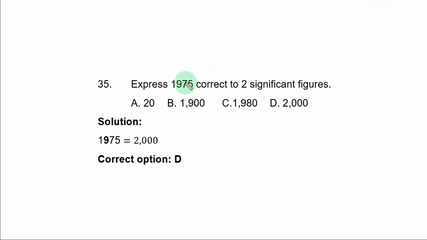Question 35. Express 1975 correct to 2 significant figures. That is the first 2 non-zero numbers from the left, and that is 1 and 9. Your focus is 9. The next number is 7. Round it up to 1. You add it to 9. That is 10. Put that 0, carry 1. Add 1 to 1. That is 2. And the remaining digits 7, 5 become 0. So you have 2000 to 2 SF. D is the correct option.